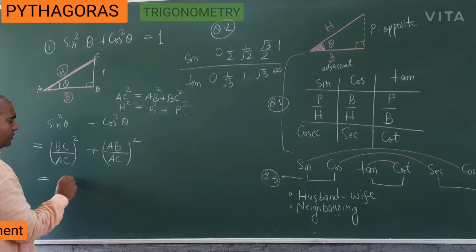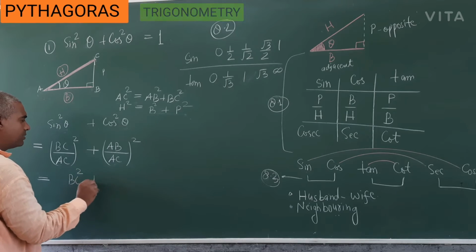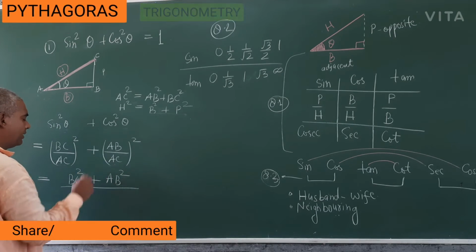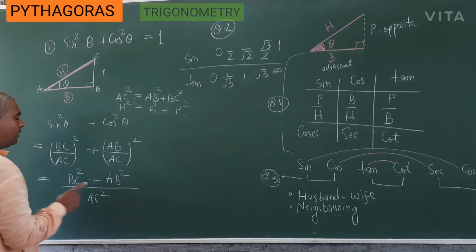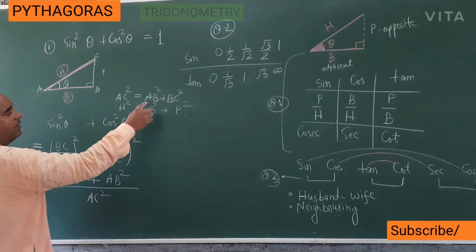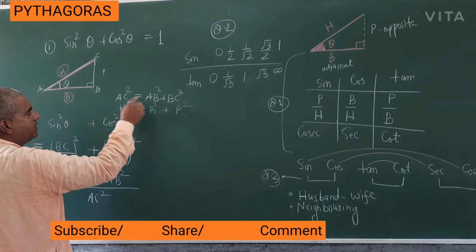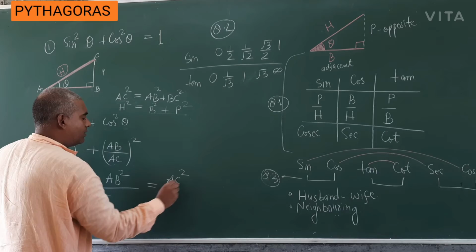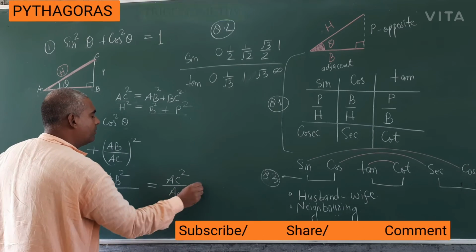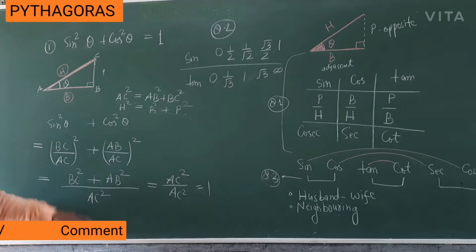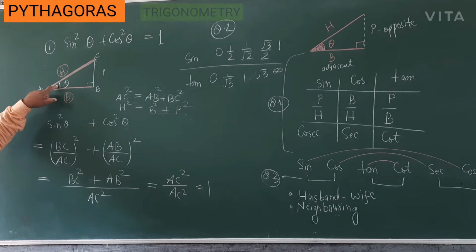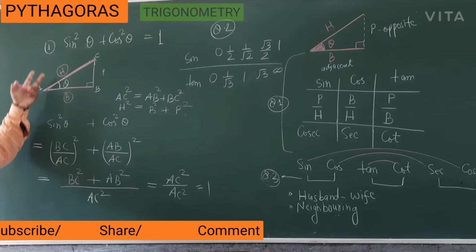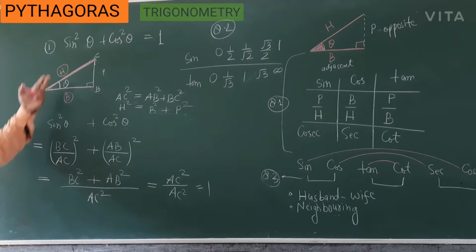AC square is common, so BC square plus AB square, whole divided by AC square. And you see BC square plus AB square is Pythagoras theorem, AC square. So AC square upon AC square means 1. So this is a very general triangle. I have not taken any value of theta, so it is proved. So this was the proving of this question, sin square theta plus cos square theta.